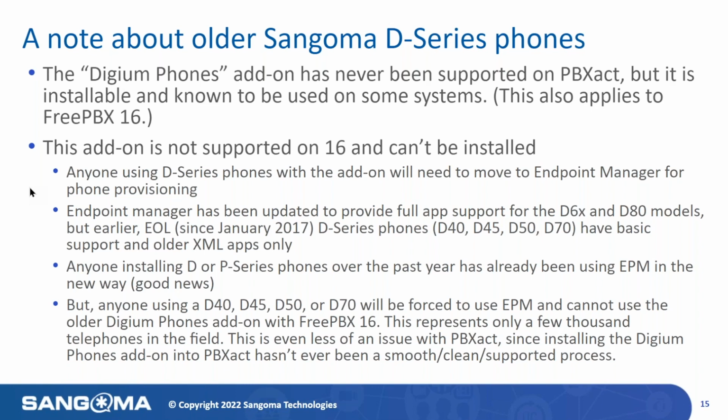The earlier EOL D-series phones, i.e. the 40 through the 70, will have only basic support for the older XML apps. Anyone installing the D or P series phones over the past year has already been using that. And just for reference, I'm bringing this up today, but this really only affected maybe a few thousand phones in the field. So I just wanted to, as a quick housekeeping item, mention this. Feel free to reach out to myself or anyone on my team for some additional clarification after this webinar if necessary.